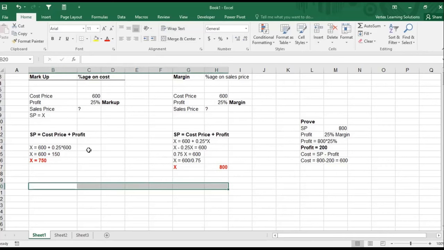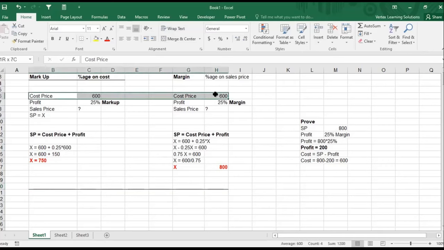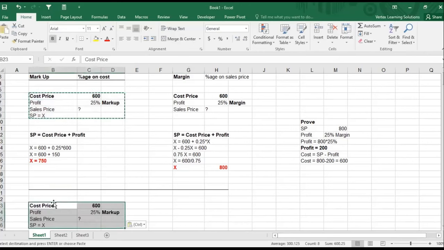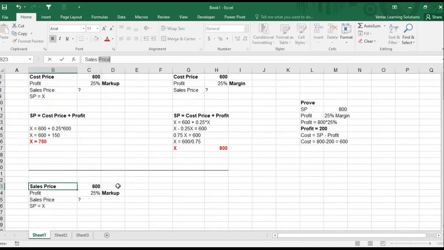Now this is one scenario. In this case, I gave you the cost price and asked you to calculate the selling price using the markup and margin. Now I'm going to use the same data, but make some change. I will say that this is the sales price and you have to calculate the cost price. I'm just changing the scenario, nothing different. Before I said the cost price is 600. Now I'm saying that the sales price is 600. Profit is 25%. How much is the cost?